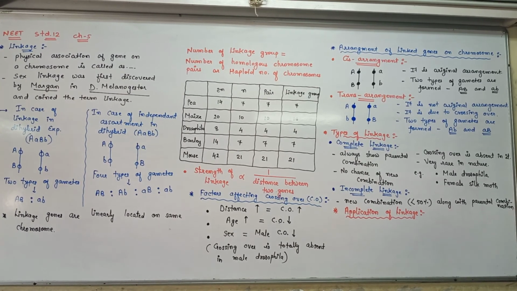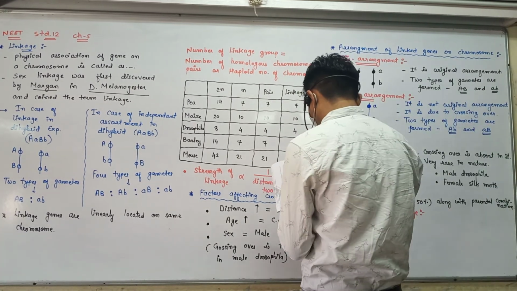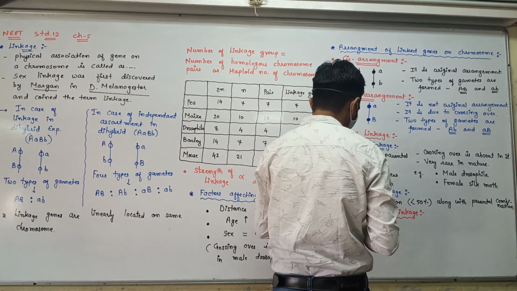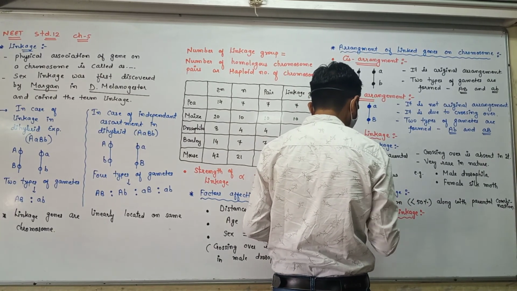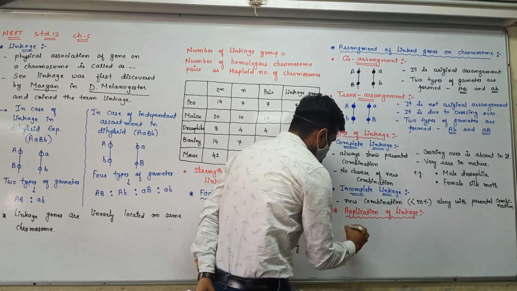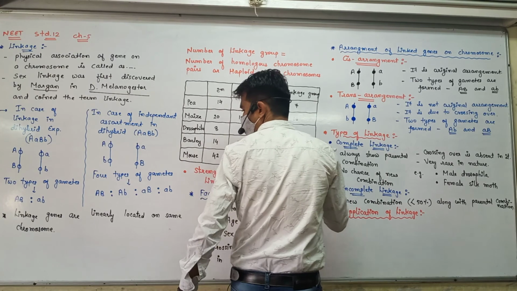Incomplete linkage is mostly seen in newly formed offspring. Okay? Now, application of linkage. I have given you one equation in the linkage and recombination topic.